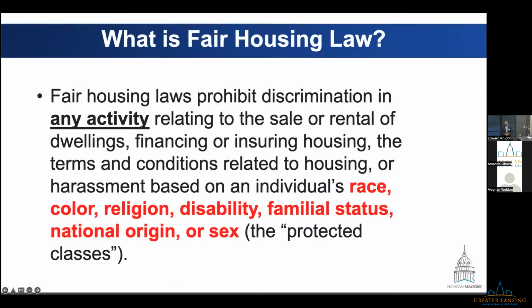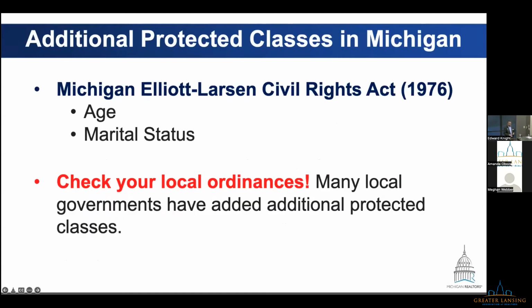Okay, so let's review a little bit what fair housing is. Obviously, we should all know what that is. We've all taken similar classes multiple times. The federal government does not allow discrimination for any residential rental dwellings, financing, insuring, or purchasing of housing based on race, color, religion, disability, familial status, national origin, or sex. Those are our protected classes.